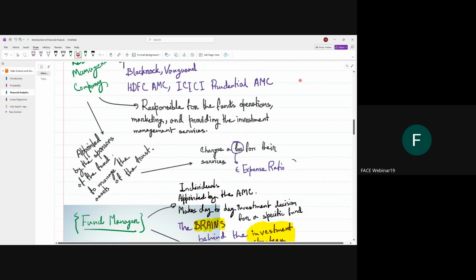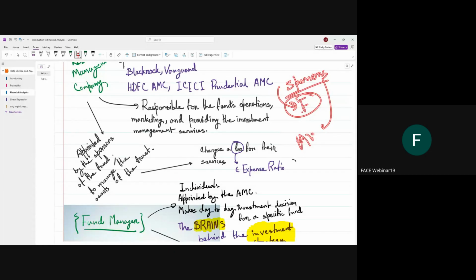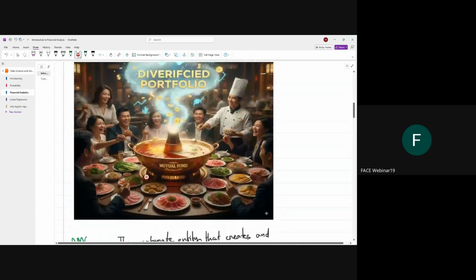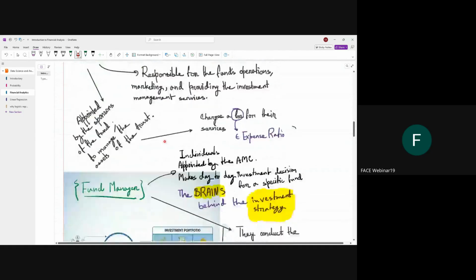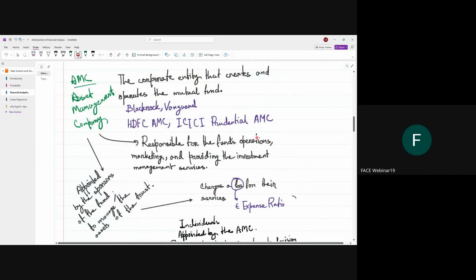Initially, some sponsors sit together, and then they decide, okay fine, we need to create a fund. And then the sponsors together build this AMC, or Asset Management Company. This AMC is sort of a trust. I told you that we hired a manager, right? So this AMC is the entity which is responsible to actually hire, make all the decisions, and handle all the operations related to your fund.